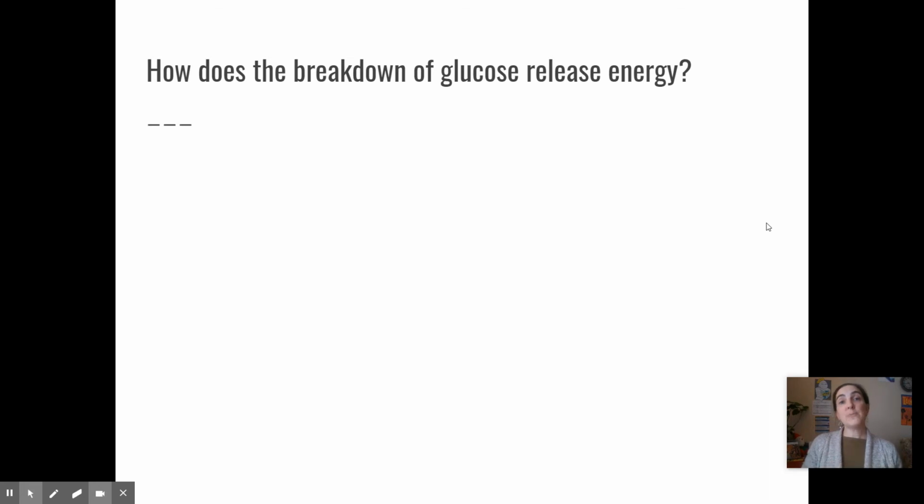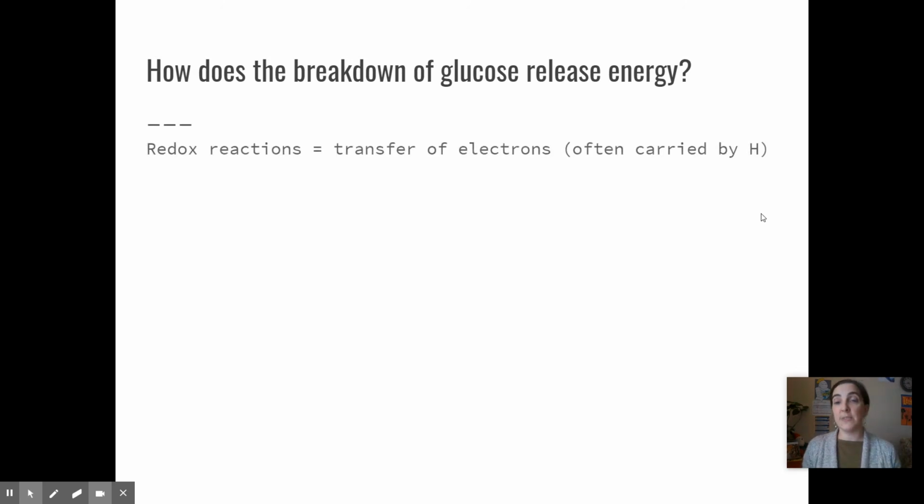So how does breaking down glucose release energy? This goes back to one of the things we said on the first day of this unit. Cellular respiration is a sequence of redox reactions. Remember, the important thing you need to remember is that redox reactions have to do with the transfer of electrons, and electrons carry energy. The other thing it'll be helpful for you to remember is that those electrons are often attached to hydrogen atoms.